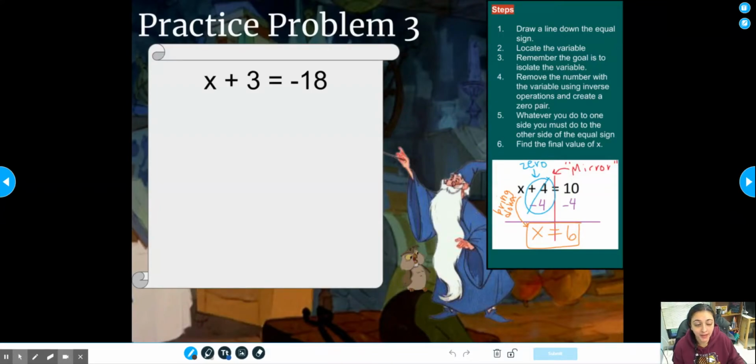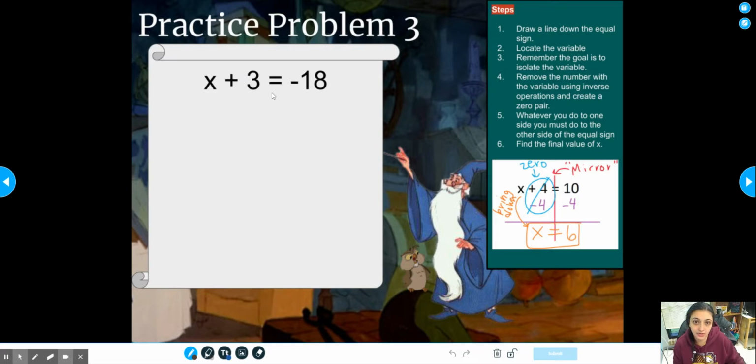Hello, we're back. We're going to solve another one-step equation. This one actually involves adding negative integers, so I did want to model that for you. All right, so we're looking at x plus 3 equals negative 18. So I know a number plus 3 equals negative 18.